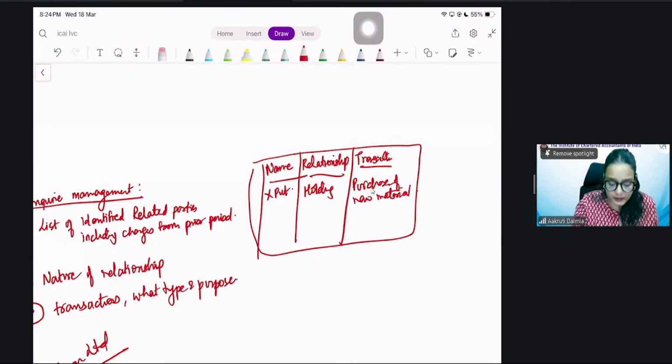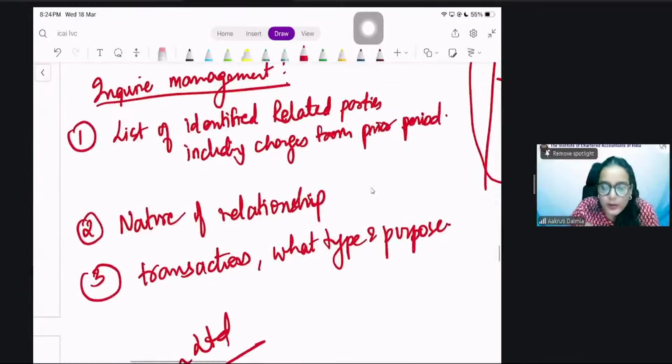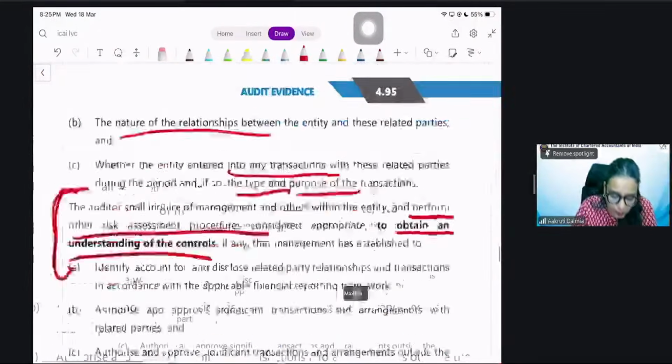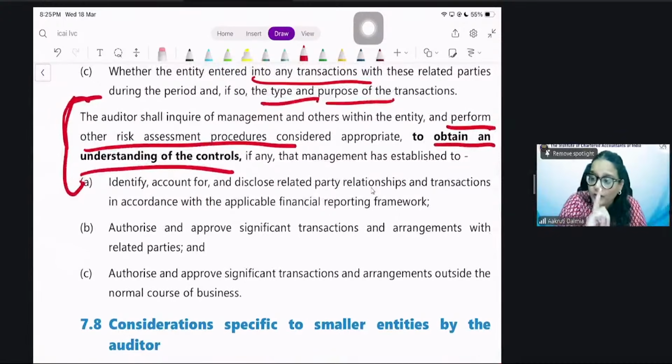Whose job is it? First tell me, whose primary responsibility is it that all related parties are properly identified and disclosed? Management's job, okay? So now that they have given me the list, now I will try to understand their controls. Now tell me, if the controls are very solid, does it mean that the related party list is more reliable?